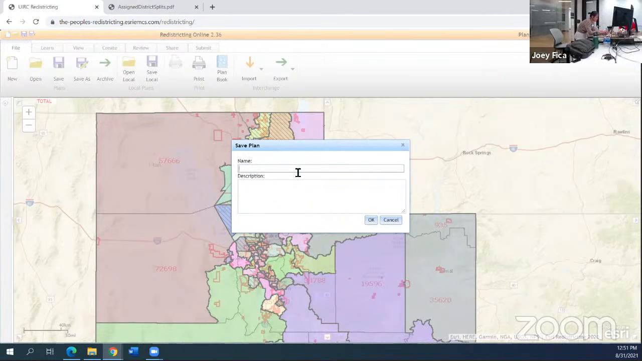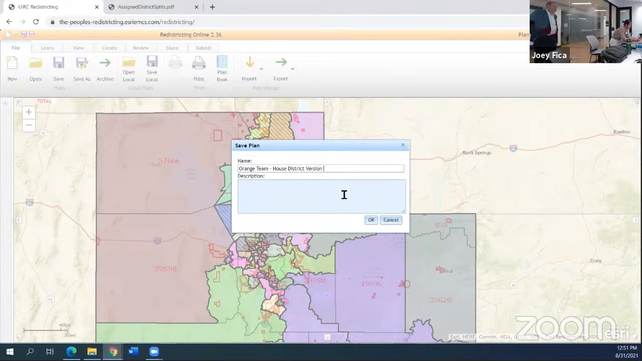So House District Orange. Let's see, is this green team? This is orange. Orange team. Is this the second map or the first? This is our first map. Just put the date. Okay, yeah. It's not going to let you use one of those symbols. Oh, okay. Probably the dash. Yes.